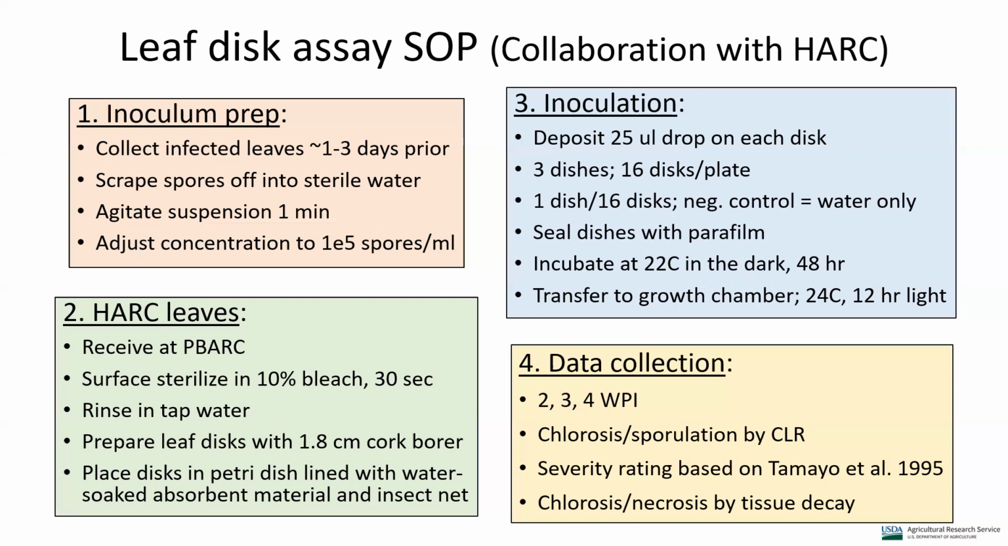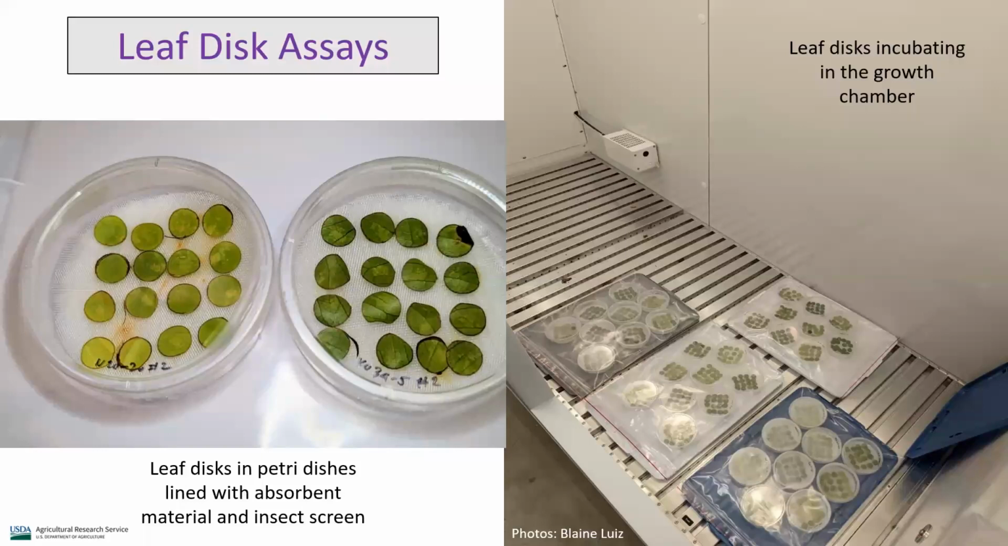In the third case, we inoculate these leaves after making leaf discs. And then the fourth step is data collection. We actually look for the incidence and severity 2, 3, and 4 weeks post-inoculation, whether that being the chlorosis and the sporulation caused by coffee leaf rust itself. We also note if there's natural necrosis just caused by tissue decay, and we use a severity rating that is found in the literature. Okay, this is just to show the left side what these leaf disc assays look like.